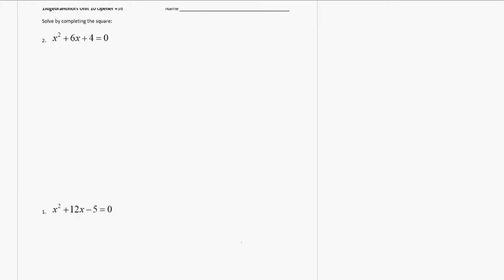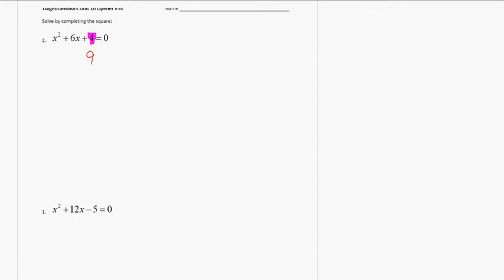Now what happens if I don't have a perfect square trinomial already? Well, one thing to think about is, what do I want the number to be? What would that number need to be for a perfect square trinomial? Hopefully you've seen enough of this particular case to know I'd want it to be a 9.